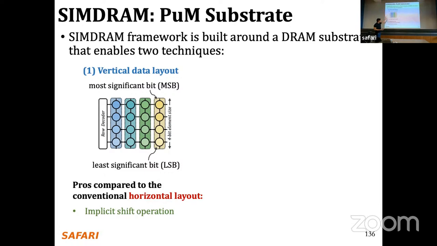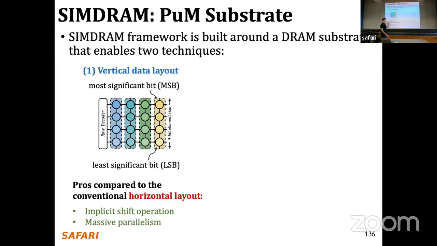So that's one good reason to place the data vertically, because with row clone, we can always shift data, right? We can always copy data from here to here. Or maybe we don't even need to shift the data. We can just go and grab the bit that we need to operate on at that point. So we are going to operate in a bit serial manner, as you will see, or as you can see, for the data that is vertically laid out.